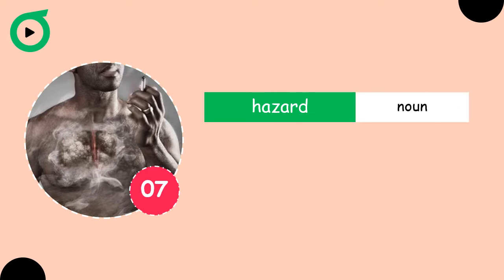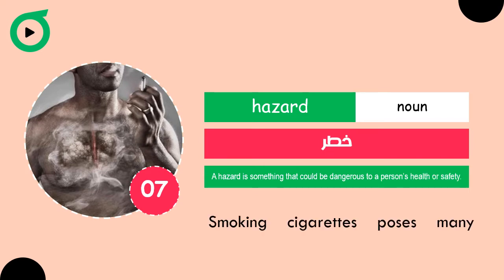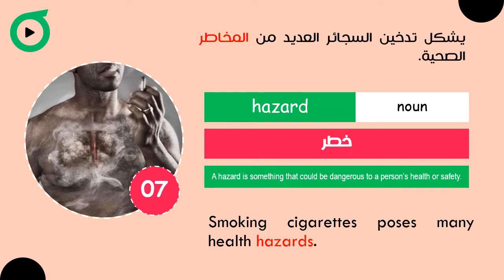Hazard. A hazard is something that could be dangerous to a person's health or safety. Smoking cigarettes poses many health hazards.